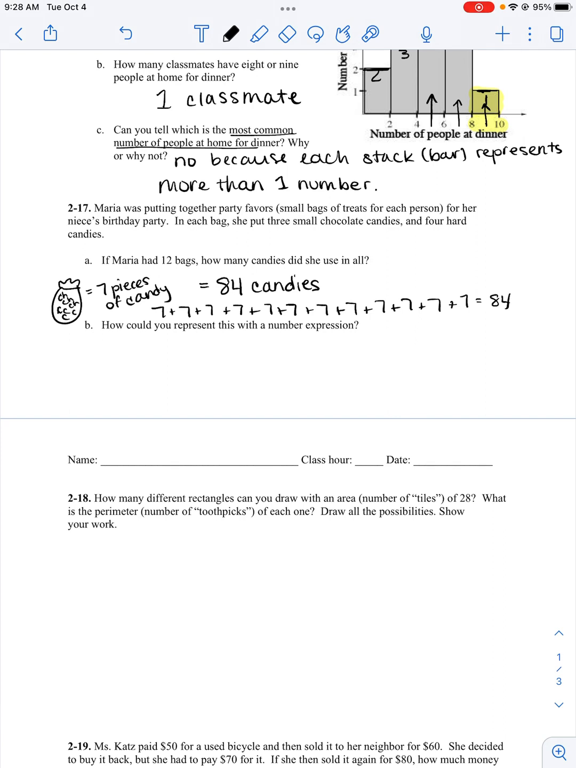Okay. Part B says, well, how can you represent this with a number expression? Well, I could do 12 times 7. Remember, I can write it this way or this way. They both mean multiplication.